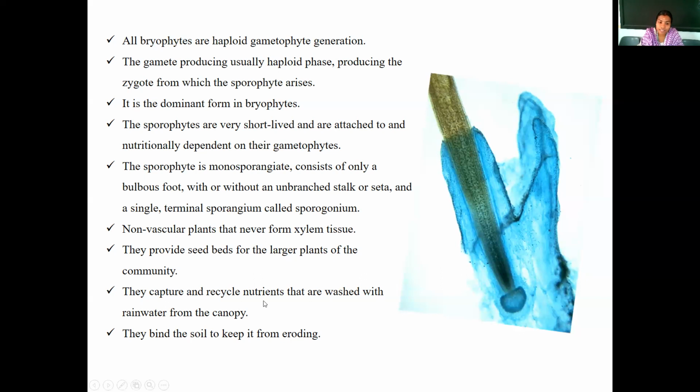They capture and recycle nutrients that are washed with rainwater from the canopy. Because of the huge mat, it can capture the drip and recycle the nutrients and keep the soil fertile. They bind the soil to keep it from eroding. Because of the rhizoid structure, it holds the soil particles tightly, thereby avoiding soil erosion.